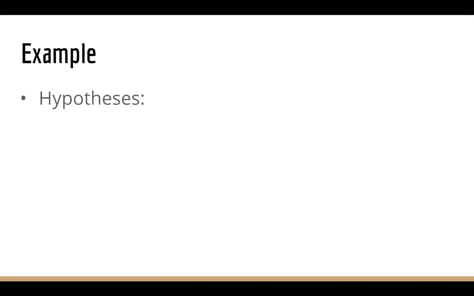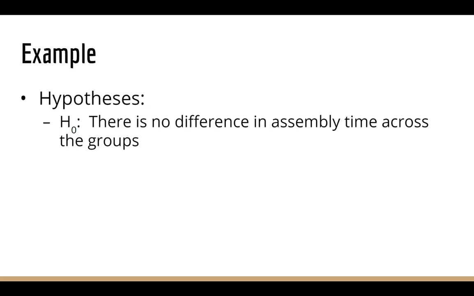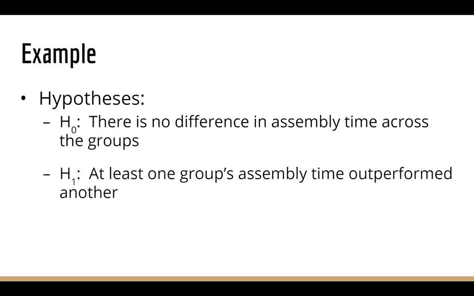So in our example, for our hypotheses, for the null hypothesis, there is no difference in assembly time across the three groups. Remember, the alternative hypothesis can't have a direction in it. All we can say is at least one group's assembly time will outperform another or be different than another. But we can't hypothesize where that group is going to be.